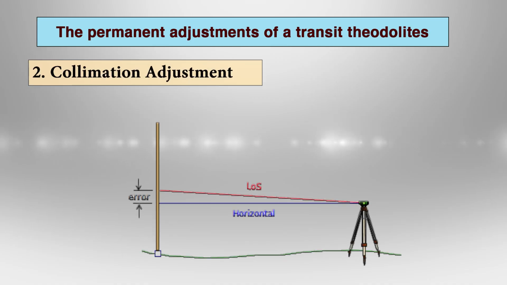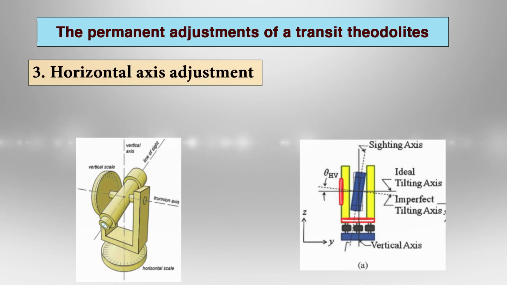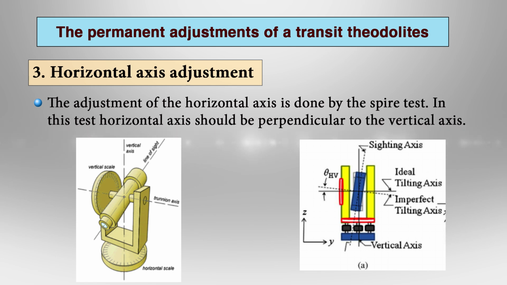The second adjustment is line of sight or collimation adjustment. The line of sight should coincide with the optical axis of the telescope. We started our lecture with the definition of line of sight and optical axis of the telescope. Now, the horizontal axis adjustment, also called the trunnion axis. The adjustment of horizontal axis is done by the spire test. In this test, we ensure that the horizontal axis is perpendicular to the vertical axis.